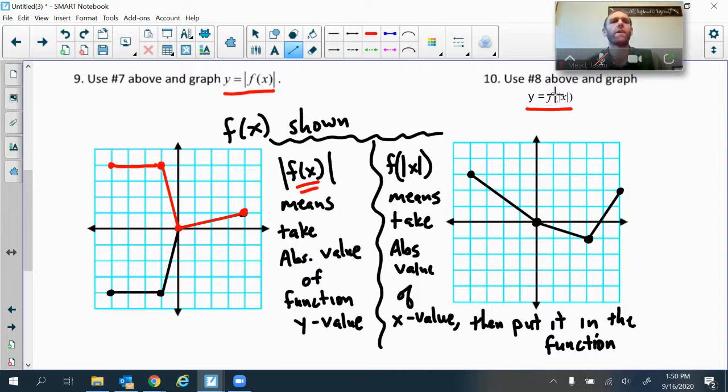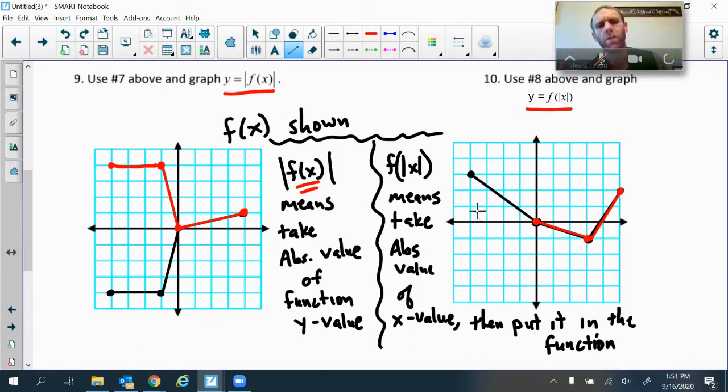Then I have y equals f of the absolute value of x. Well, this means we take the absolute value of whatever the x value is, then put it back into the function. So in this case, I look at this point, which has 5 as my x value. The absolute value of 5 is 5, and so that stays here. The absolute value of 3 is 3, so that stays here. And all of those kind of stay in the same spot that they were in. So that's what this looks like.